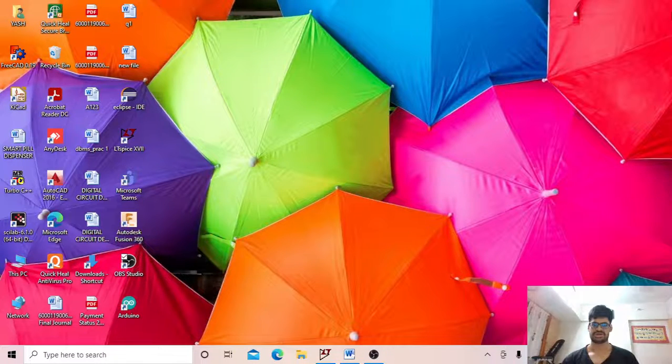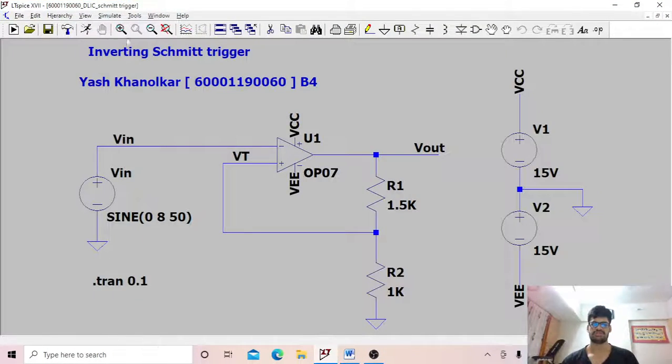Hello guys, I'm Yash Khanolkar and today I'm going to demonstrate DLIC Experiment 7, which is for Schmitt trigger and its applications. Now, the first circuit which we will be seeing is the inverting Schmitt trigger.